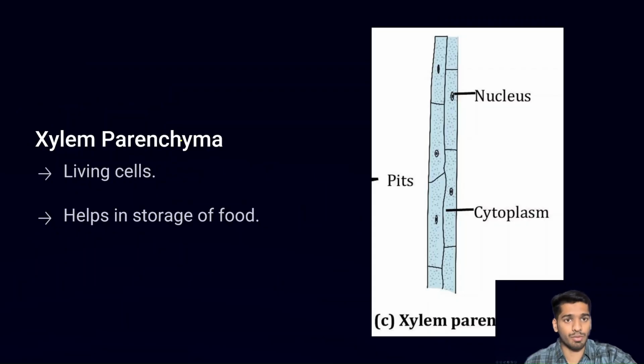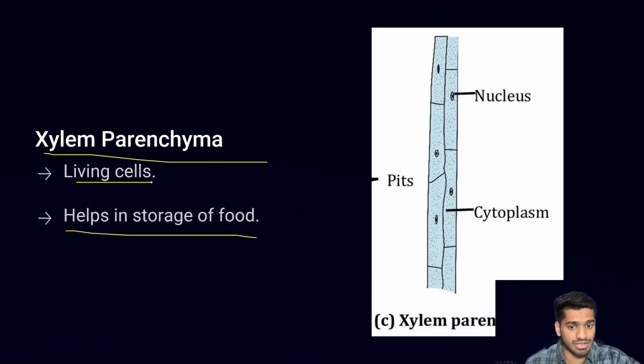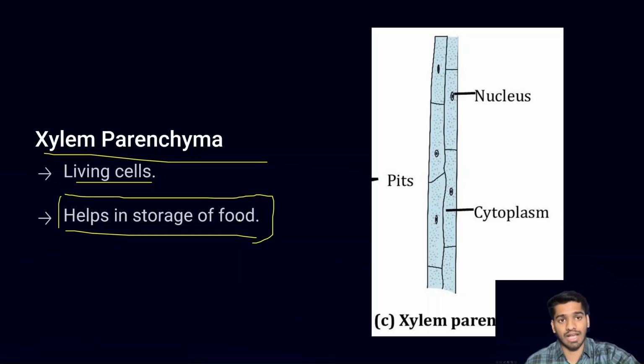The third type of cell which is going to make your xylem tissue is parenchyma. We all know what is parenchyma. So parenchyma is nothing but a tissue or a group of cells which is going to do what? Storage. So these are living cells. These are the only living cells in your xylem tissue. And what are they going to do? The main function is they're going to store food. As you can see, there is nucleus, there is cytoplasm. So it is a living cell. So that is your xylem parenchyma.